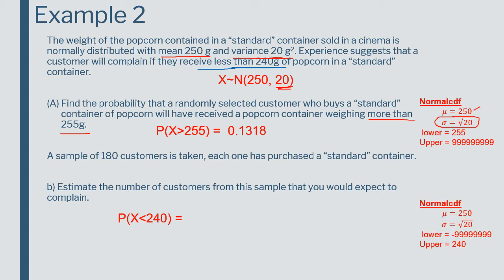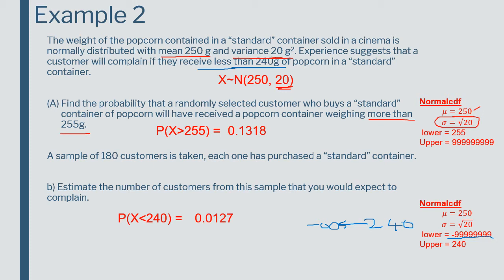Normal CDF again. And this time we're going 240 downwards. So visualize it, 240, and we're going downwards, and that goes to negative infinity. So I need this minus 99999. Should come out as 0.0127.